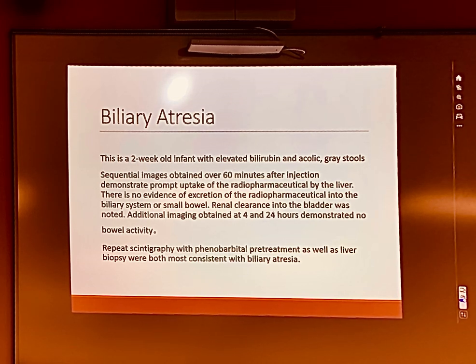The second picture was biliary atresia. 2-week-old infant with elevated bilirubin and acholic gray stools. Sequential images obtained over 60 minutes after injection demonstrated prompt uptake of radiopharmaceutical by the liver. No evidence of excretion of the radiopharmaceutical into the biliary system or small bowel. Renal clearance into the bladder was noted. Additional imaging obtained at 4 and 24 hours demonstrated no bowel activity.